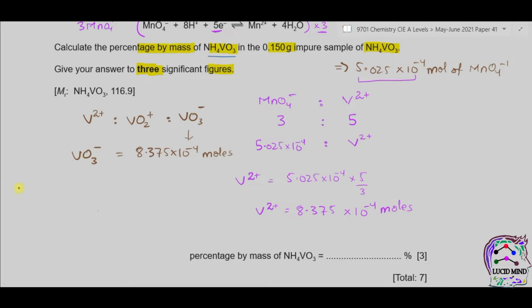Now we can find the mass. The formula for mass is equal to moles times molecular mass. And now we have to find the mass of ammonium vanadate. It will be equal to the number of moles multiplied by the molecular mass of this whole compound, which is 116.9. So the mass of ammonium vanadate comes out equal to 0.0979 grams.